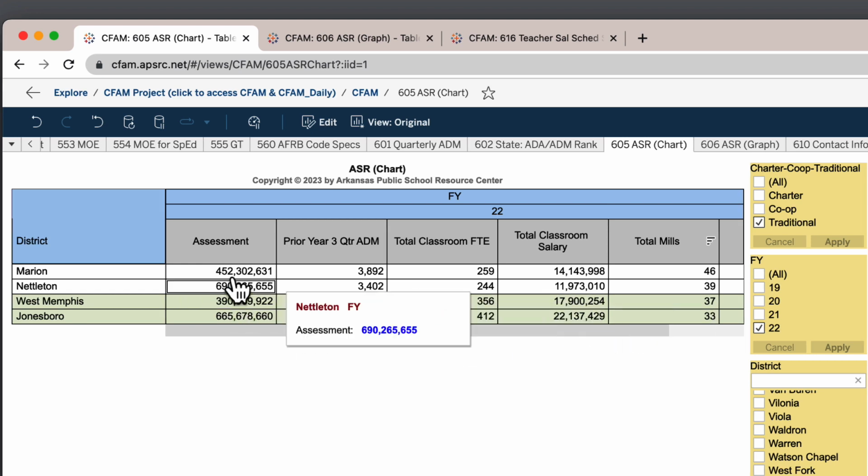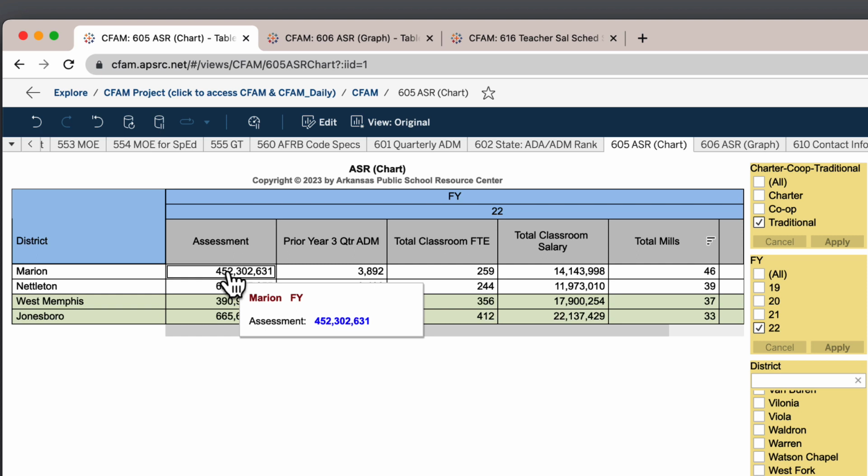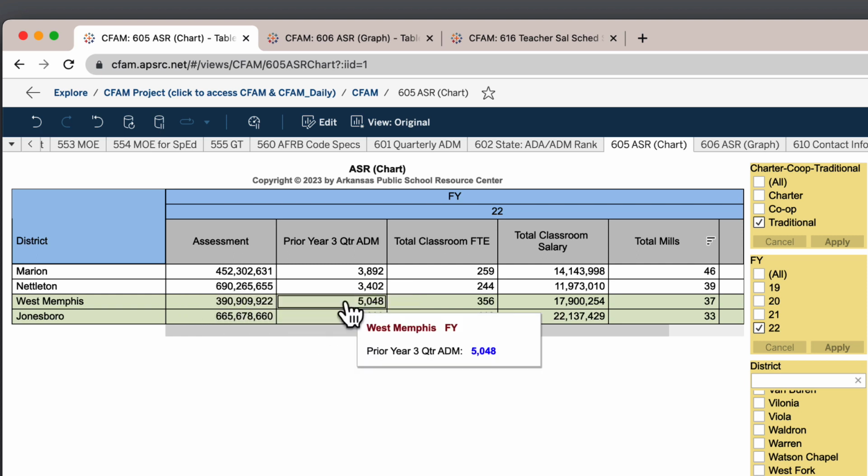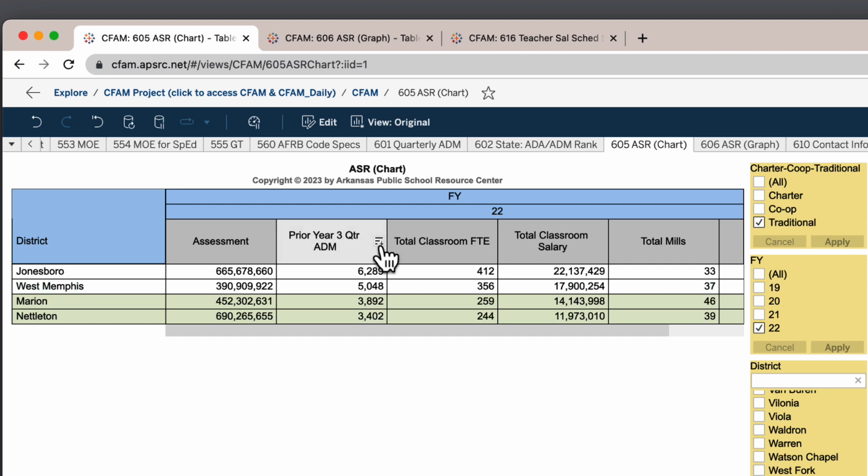So there's a lot more tax-based revenue generated in Marion, the neighbor of West Memphis, than there is in West Memphis. Money that is generated, what is it used to support? And so this same chart can kind of show that as well. Let's sort by third quarter ADM. So Jonesboro is supporting almost 6,300 students with their tax base and their number of meals.